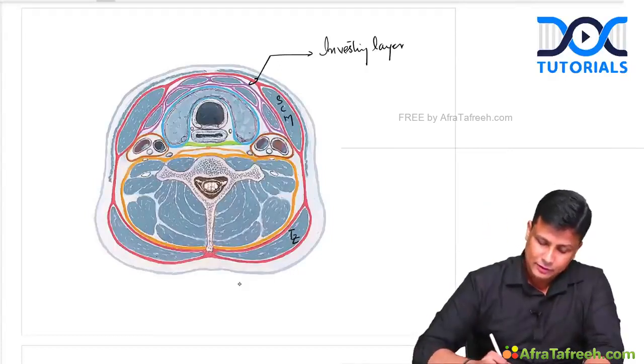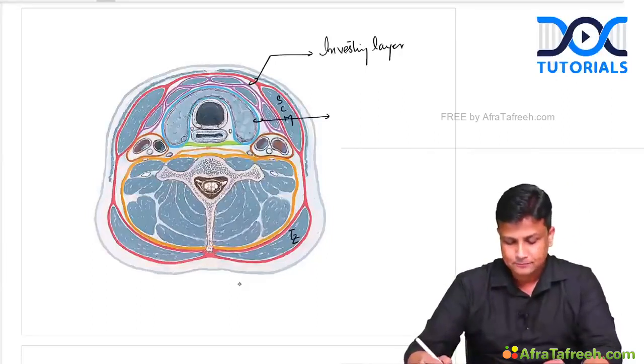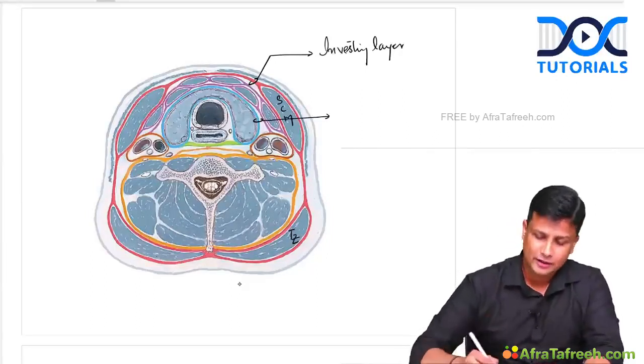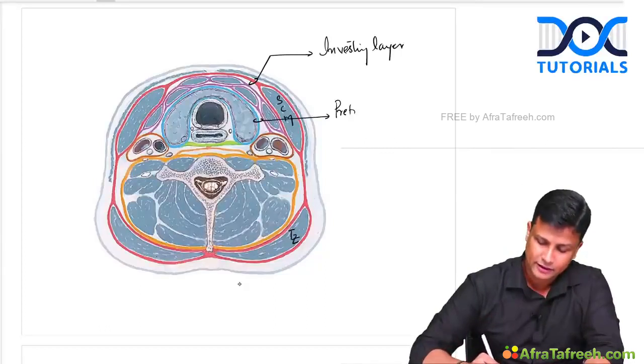Then apart from that, you are able to see this blue colored fascia, which is around the thyroid gland, and it is right in front of the trachea. So therefore, this is known as the pretracheal fascia.